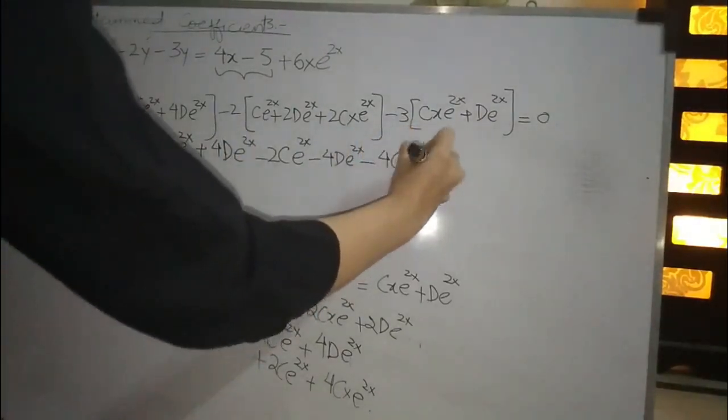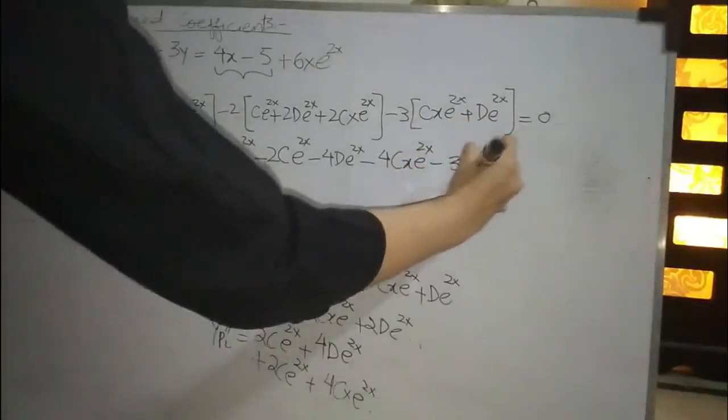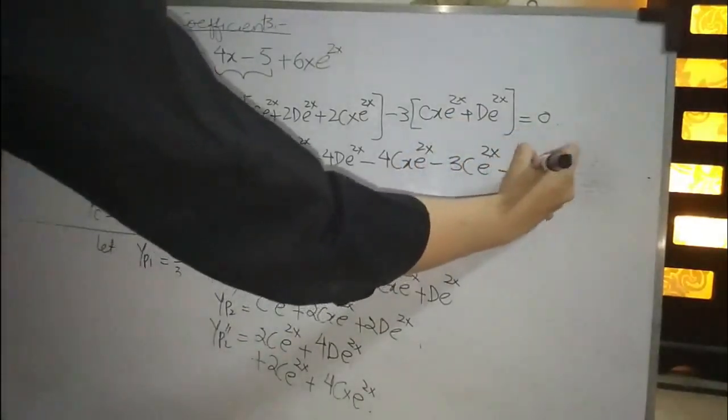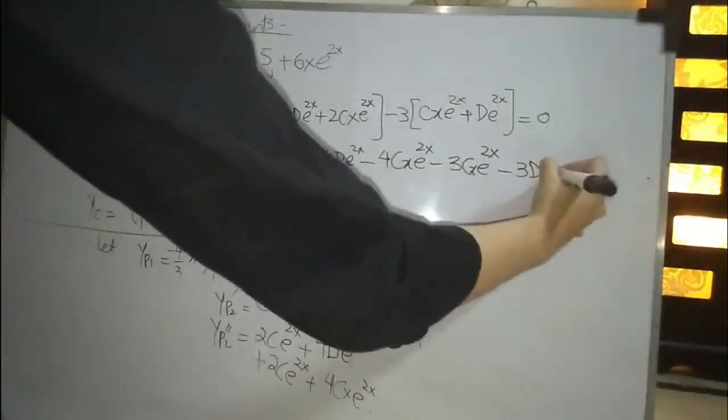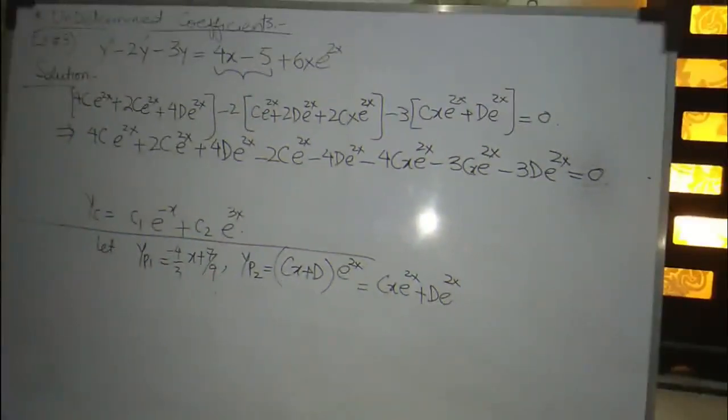4cx e to the power 2x minus 3c e to the power 2x minus cx minus 3d e to the power 2x equals to. Now I can see that you can add the same values. Because there are two dominant terms, you have to compare the coefficients of those dominant terms. One is simply e to the power 2x and the other one is along with the x e to the power 2x. So you can compare the coefficients of that variable.